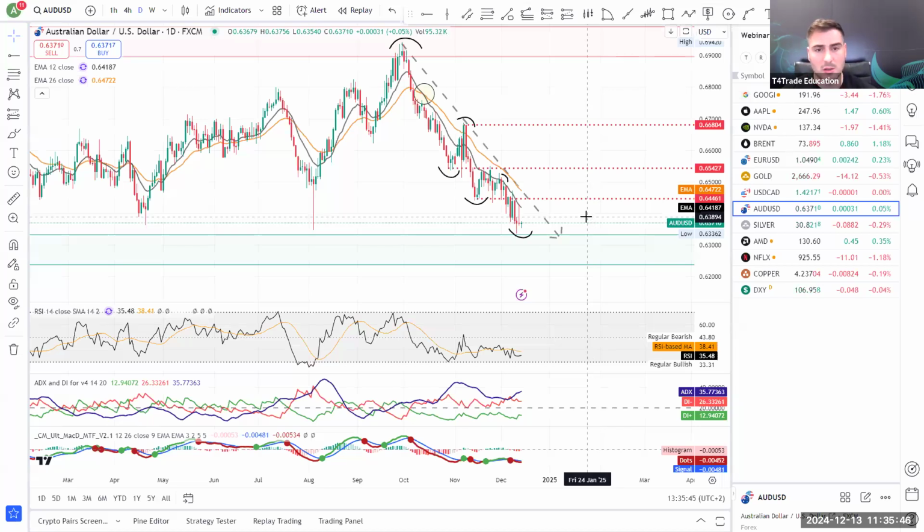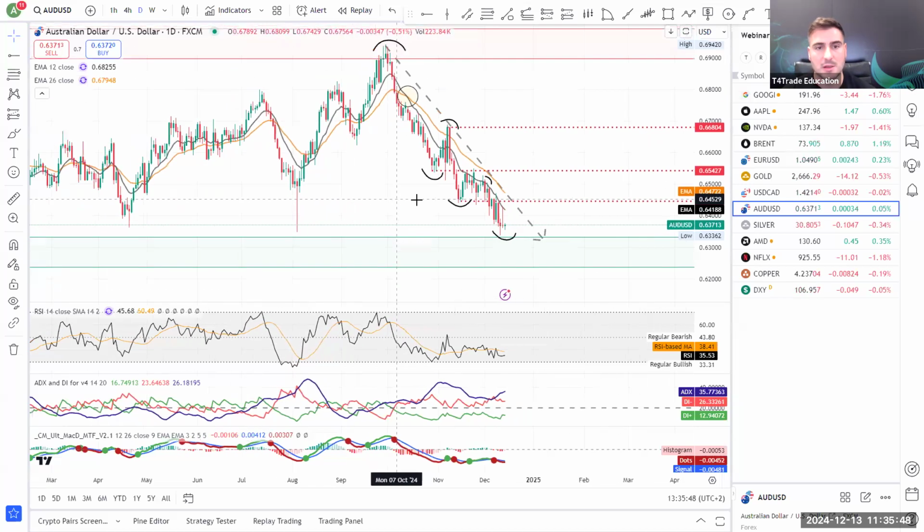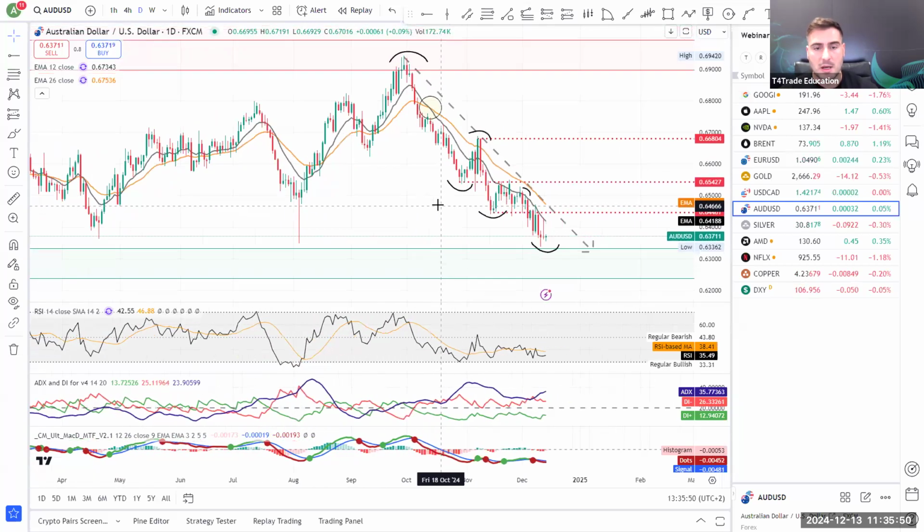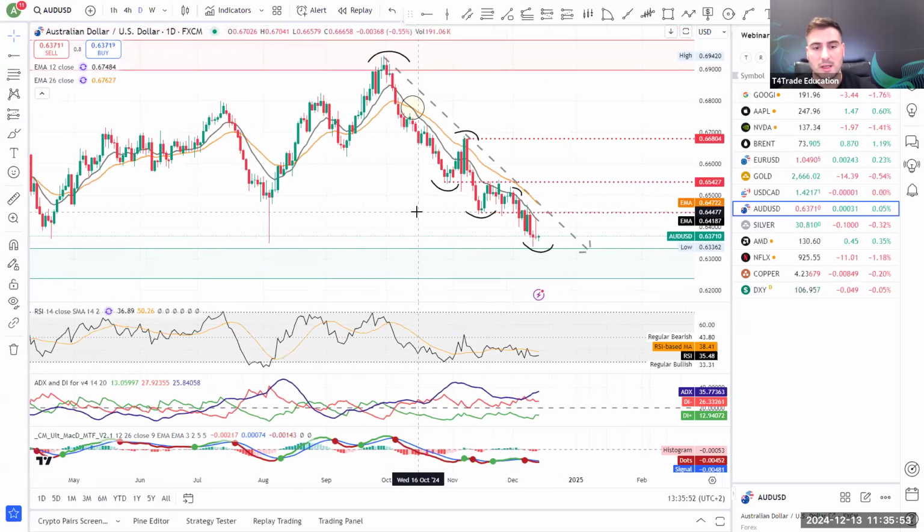What we also have to point out is that the RSI is recording a lovely divergence. Another thing that we cannot overlook. What do we mean by divergence? Let's explain that simply.